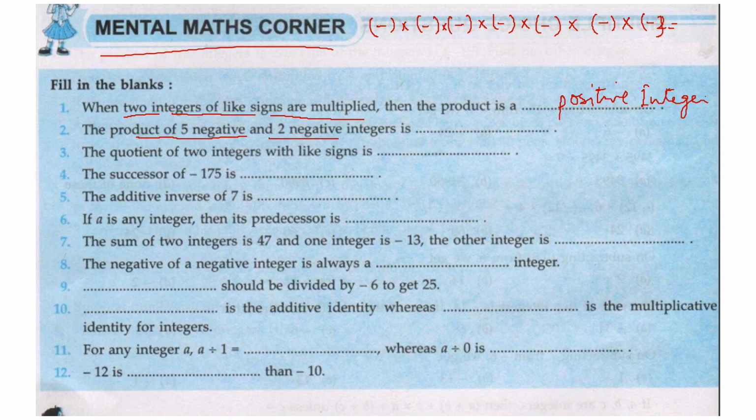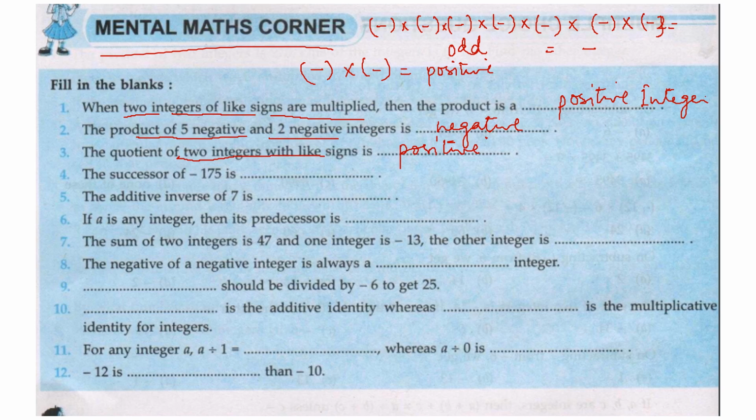So whenever the number of times the sign is odd, the answer will be negative. If it was even, let us say minus into minus, it will be positive, isn't it? But here it is negative. The quotient of two integers having like signs will always be positive.